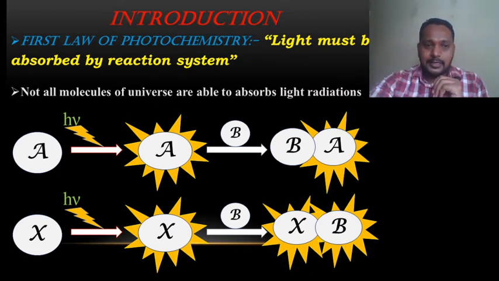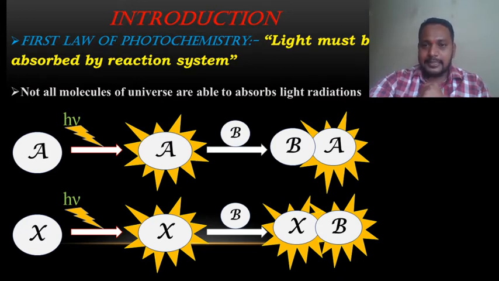Suppose in the first example you consider this molecule A. Due to absorption of a photon it goes to the excited state, and at the excited state, when this molecule collides with B, the molecule B is not getting activated, because molecule A is unable to transfer its energy to another molecule.